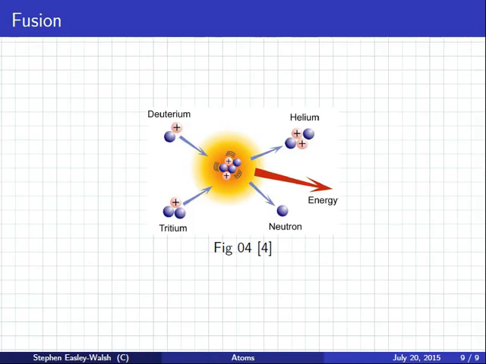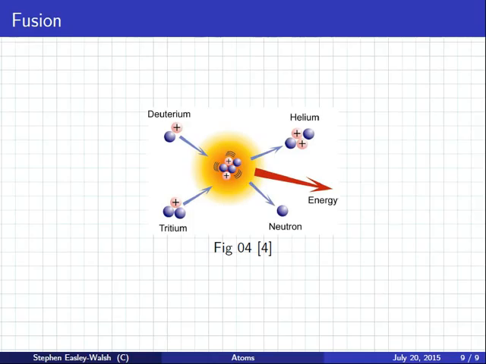What's pulling the hydrogen together to form helium is the huge gravity of the sun. The sun's gravity is pulling everything to the center. So when the hydrogen comes into the center, it collides and forms helium and releases energy. This is what's happening in the sun.